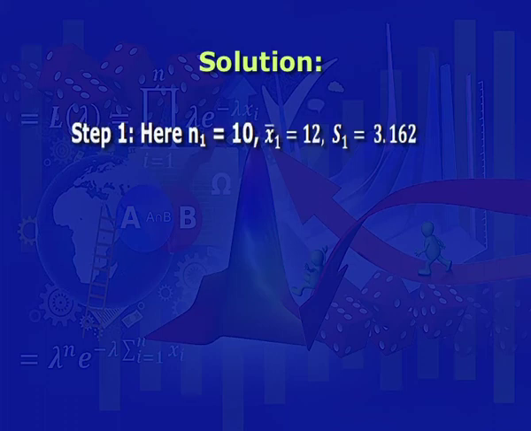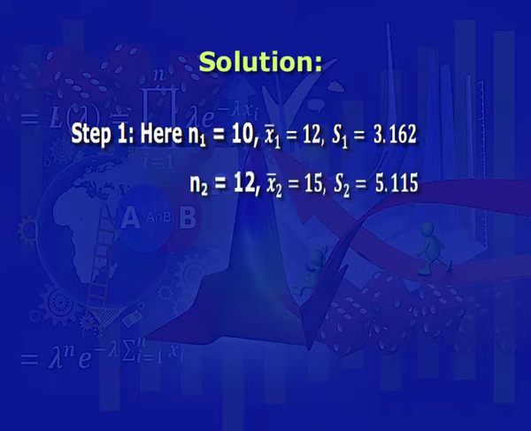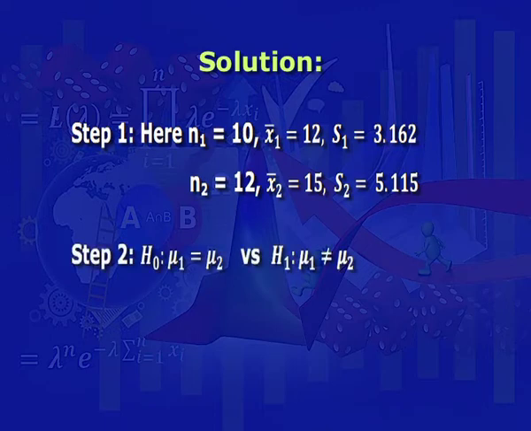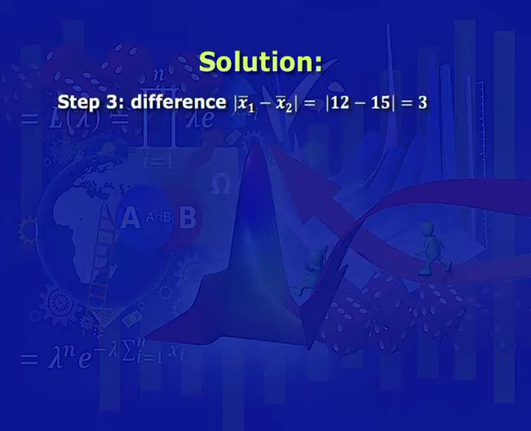Here n1 equal to 10, x1 bar equal to 12, s1 equal to 3.162, n2 equal to 12, x2 bar equal to 15, s2 equal to 5.115. Step 2. Our null hypothesis H0 is mu1 equal to mu2 versus H1 mu1 not equal to mu2. Step 3. We find the difference x1 bar minus x2 bar and its modulus value. That means modulus of 12 minus 15 equal to 3.